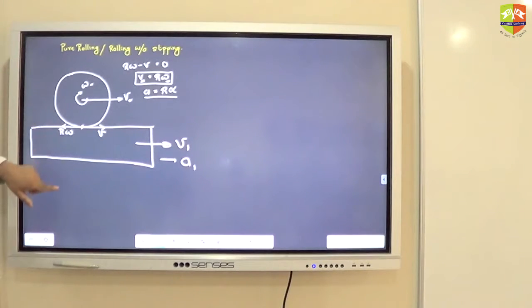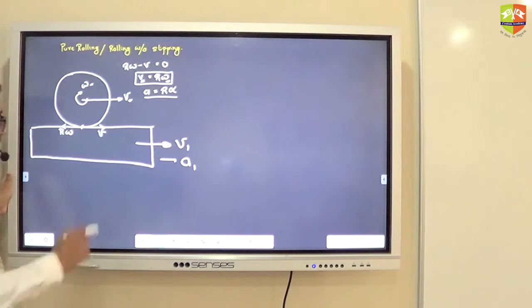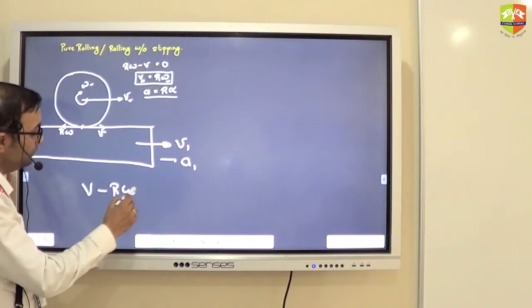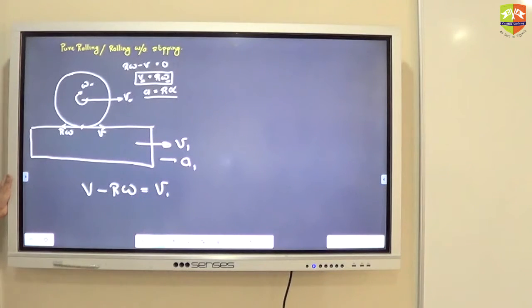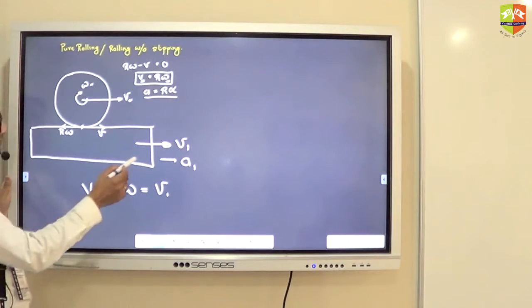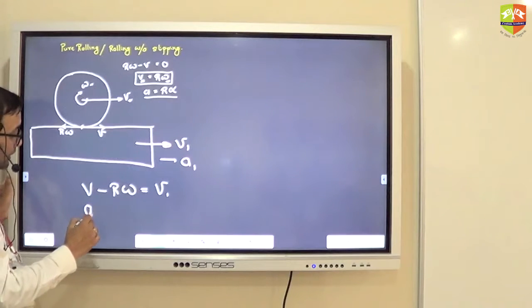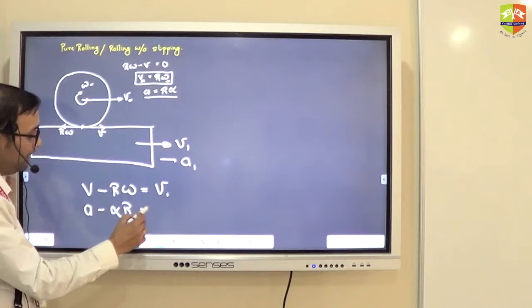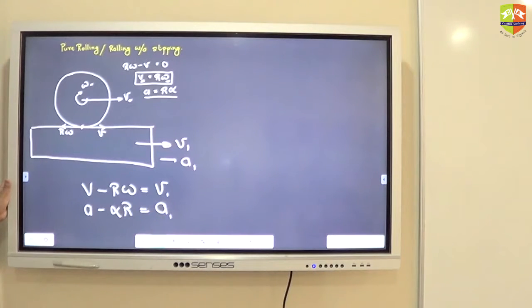So V is equal to R omega was the case when the surface was at rest. What about now? V minus R omega should be V1. Right? Logical, relative velocity should be 0, or the velocity of the object should be equal to the velocity of the surface at the point of contact. What about acceleration? A minus R alpha, R will be equal to A1. Okay? Any doubts?